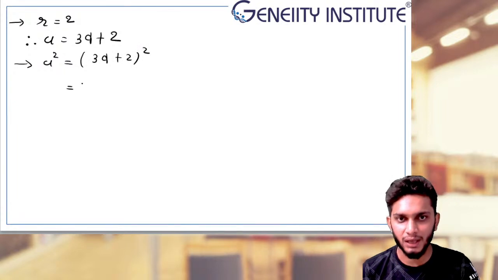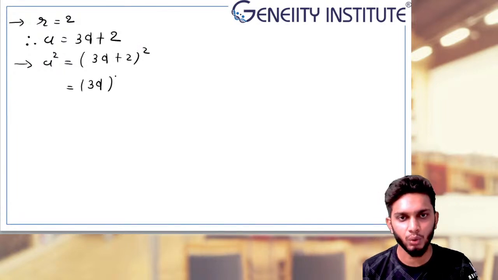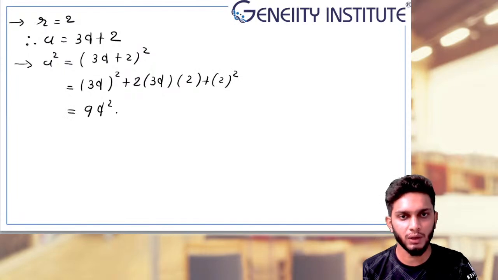Same formula, a square plus 2ab plus b square. So a square means (3q) square, plus 2 into 3q into 2, plus 2 square. So 3 square is 9q square, plus 2 3s are 6, 6 2s are 12, so 12q, plus 2 square is 4.